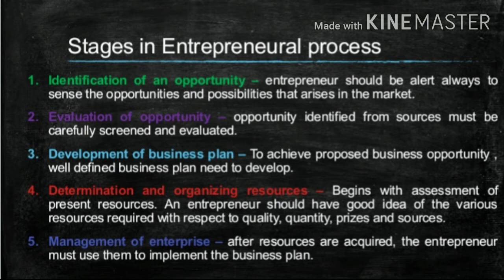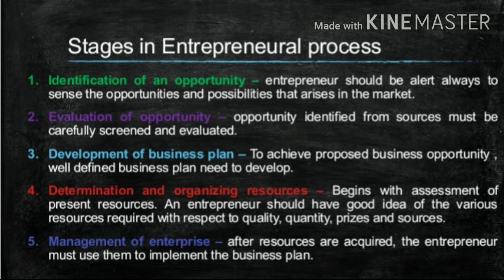The second one is evaluation of opportunity. After the opportunity is identified from sources, it must be carefully screened and evaluated. The evaluation process involves looking at the length of opportunity. The length of opportunity includes market size and share for deciding risk and gains or profit. The third one is development of business plan. To achieve the proposed business opportunity, a well-defined business plan needs to be developed.